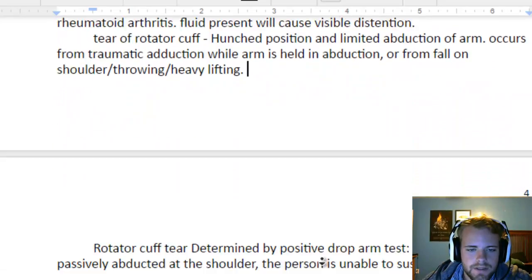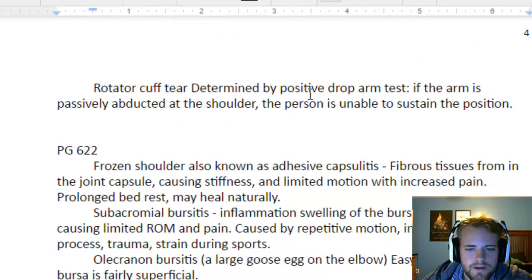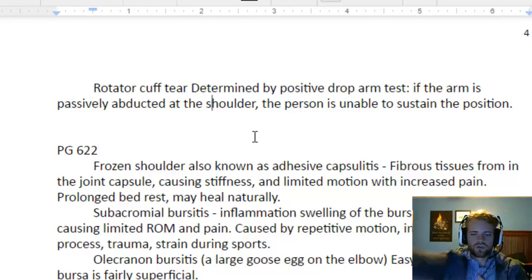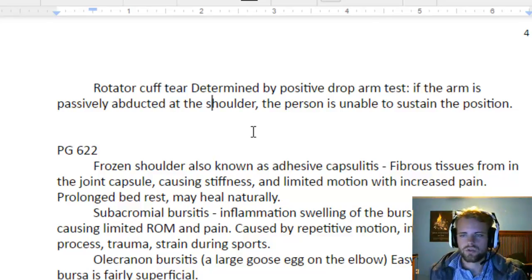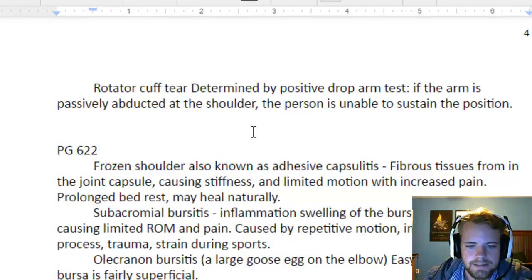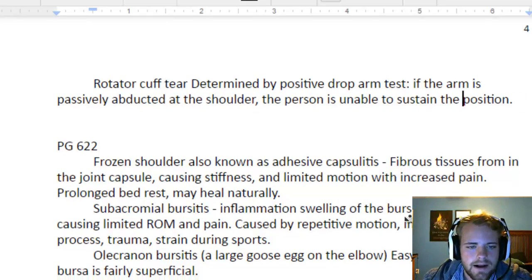So this can be determined by a rotator cuff positive drop arm test. If the arm is held passively abducted at the shoulders, the person is unable to sustain the position, so they'll have pain and they'll drop their shoulder, and that's a positive sign for the drop arm test.